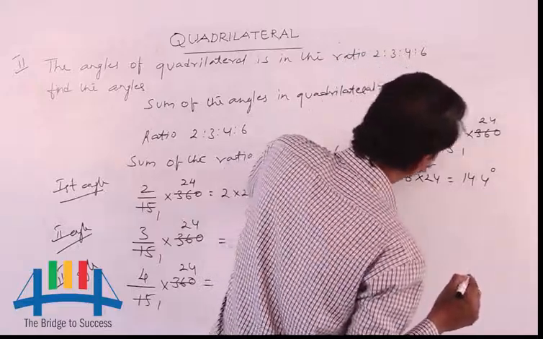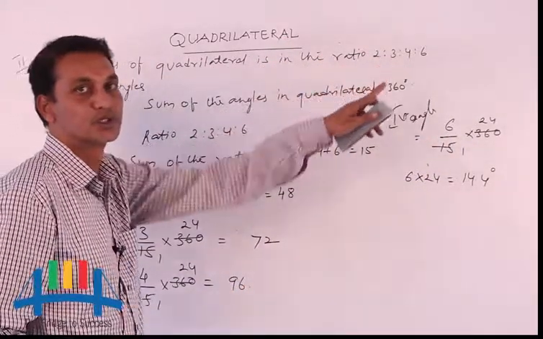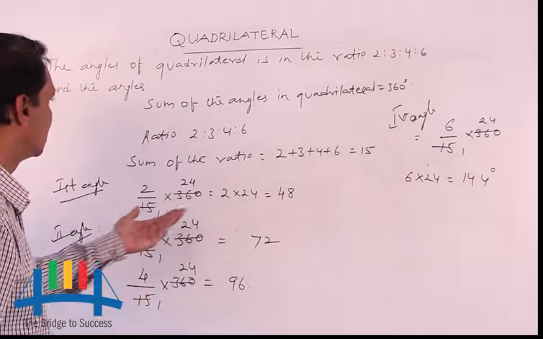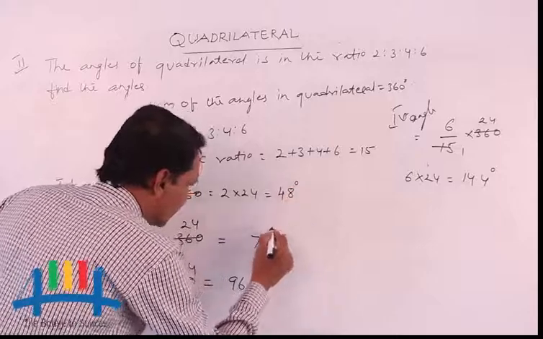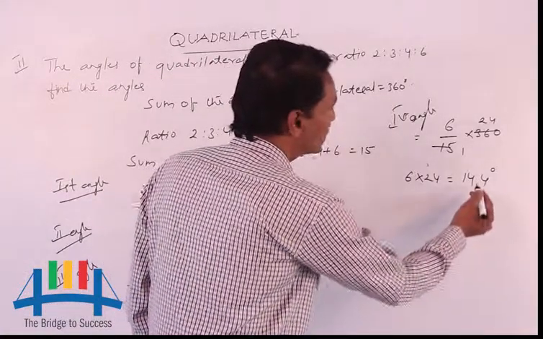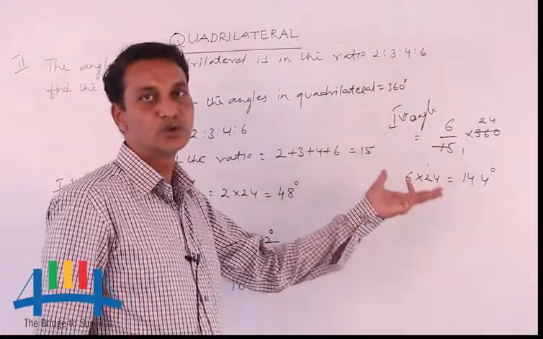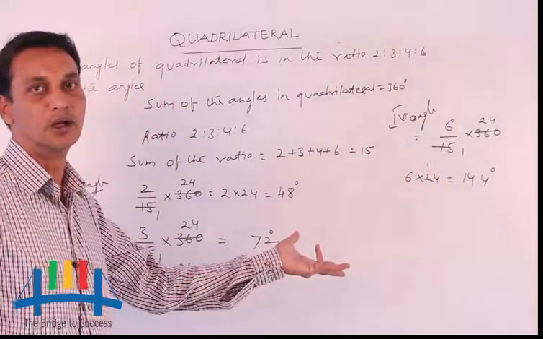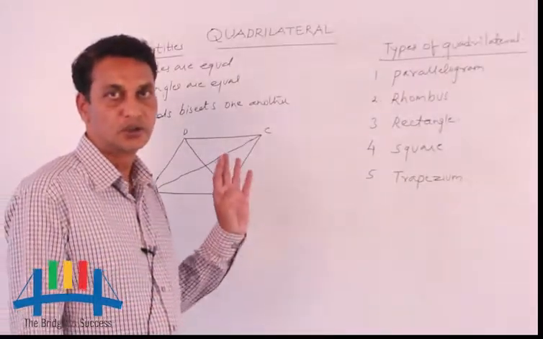Is it clear? So what are the angles we are getting now? When the ratio 2 is to 3 is to 4 is to 6 is given, the first angle we get is 48 degrees, the second angle is 72 degrees, the third angle is 96 degrees, and the fourth angle is 144 degrees. In this way, when a ratio is given to you, you have to solve the problem and get the required answer. Until now we have seen about quadrilaterals.